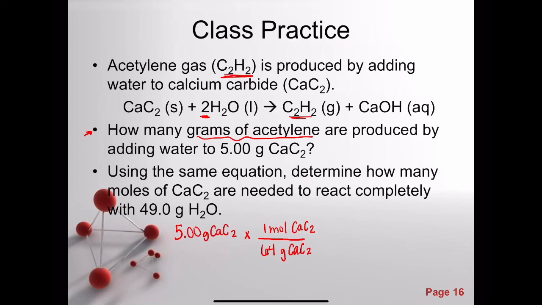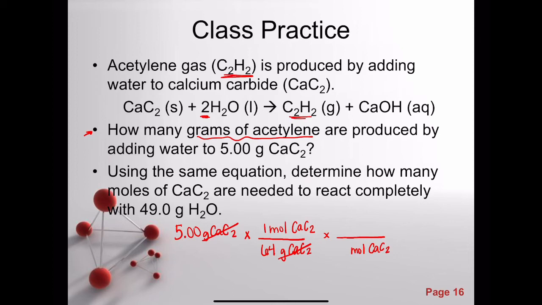Okay, so carbon, remember, is 12, and there's 2 of those, so that makes 24. I think I said calcium, I meant carbon. And then calcium is like 40. Okay, so we got 64 grams of calcium carbide in 1 mole of calcium carbide. So that allows us to cross that out. Now we're going to need moles of calcium carbide on the bottom so we can get rid of it.